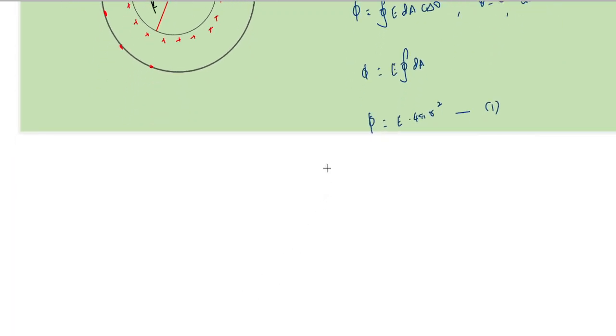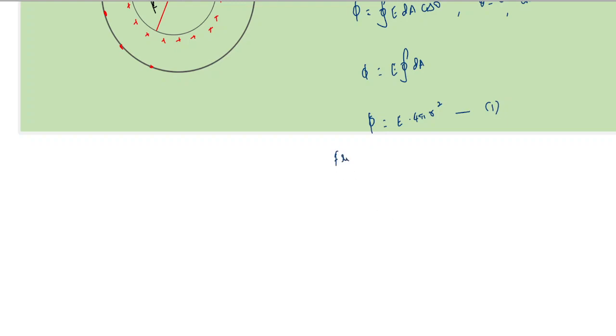Next, by using Gauss law, do remember we're following the same method. In all the cases, we first find the flux by the definition of flux, and then we find the flux using Gauss law and equate both of them. Here we have found the flux by using the definition of flux. Now we'll use Gauss law.